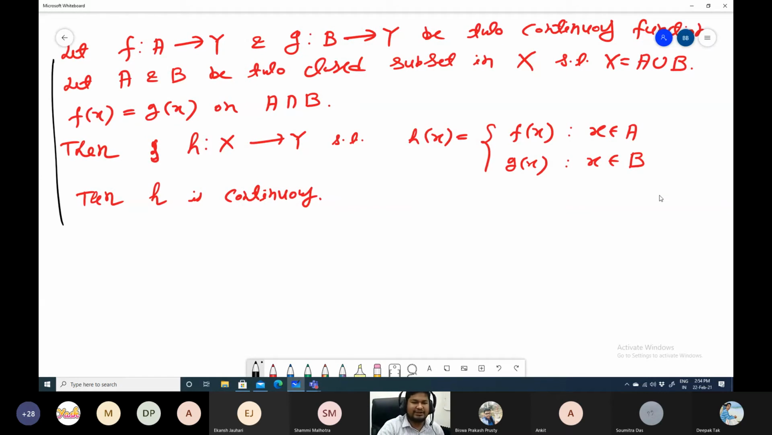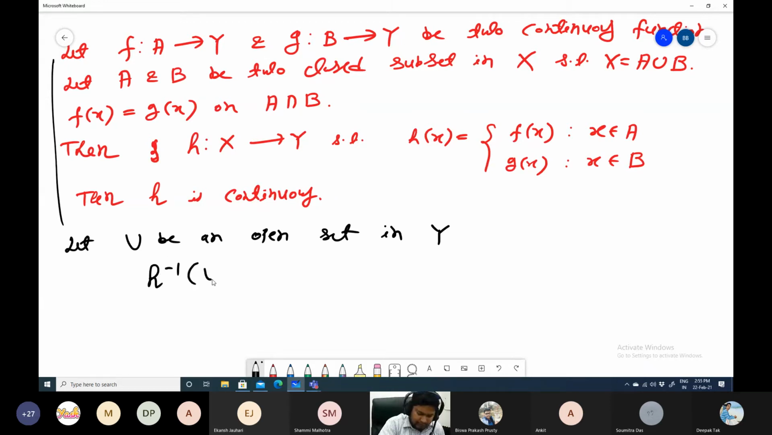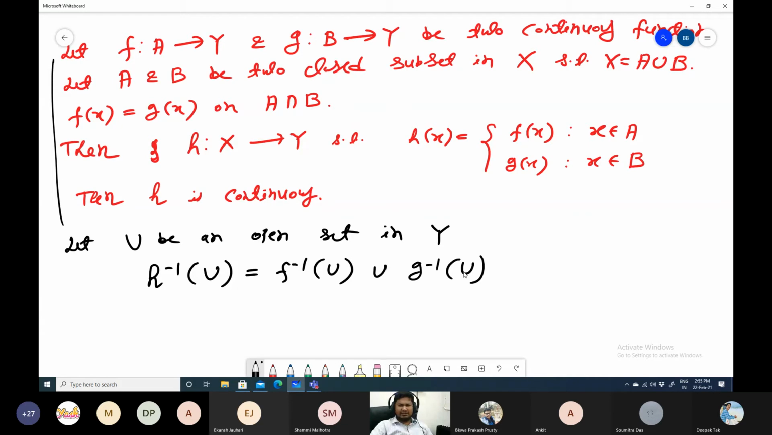Then it is continuous. Then we prove that h is continuous. Now this proof is actually very simple. Why is that simple? Actually, the statement says everything, so there is nothing to prove. So first of all, let U be an open set in Y. Then what is my h inverse U? That will be f inverse U union g inverse U. Just check that, because that is just a simple set theoretic argument.